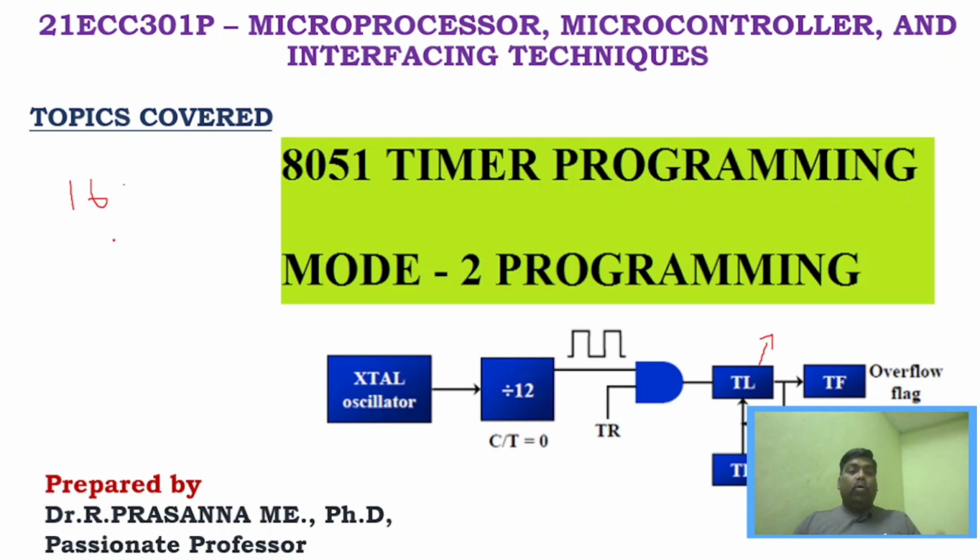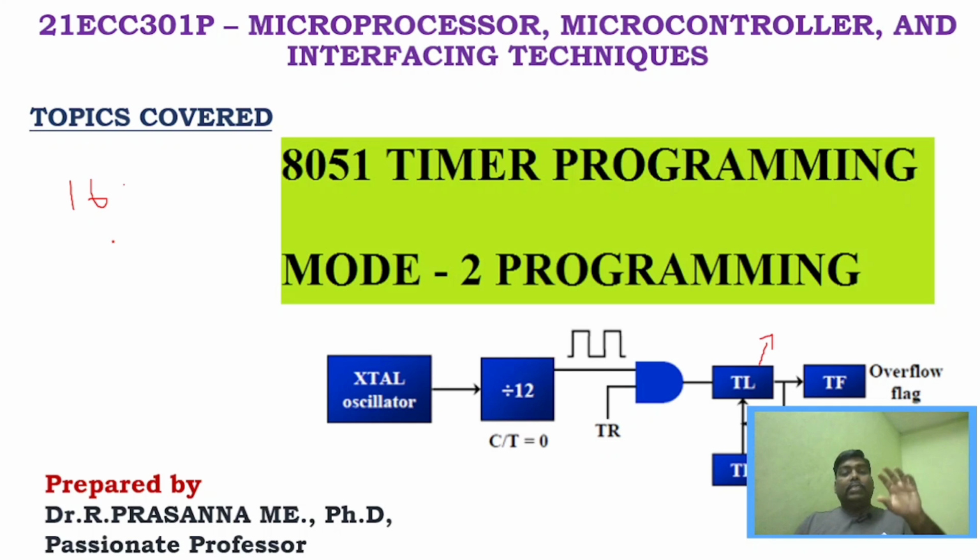Whereas in timer mode 1 operation, for every operation we have to reload the TH and TL values, and only then we start the timer and execute the programs. But in mode 2, we don't have to reload TH or TL again and again. It will be automatically reloaded whenever an overflow has happened.